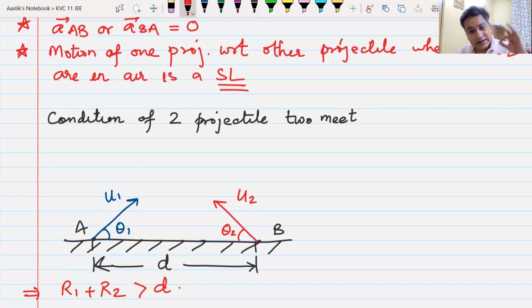There is only one condition for any two particles to meet. It's always there, provided that there is no relative acceleration. If there is relative acceleration, then the condition becomes different. But here you can also see that the acceleration of A with respect to B is equal to the acceleration of B with respect to A is equal to 0. Do we understand this? Yes or no?